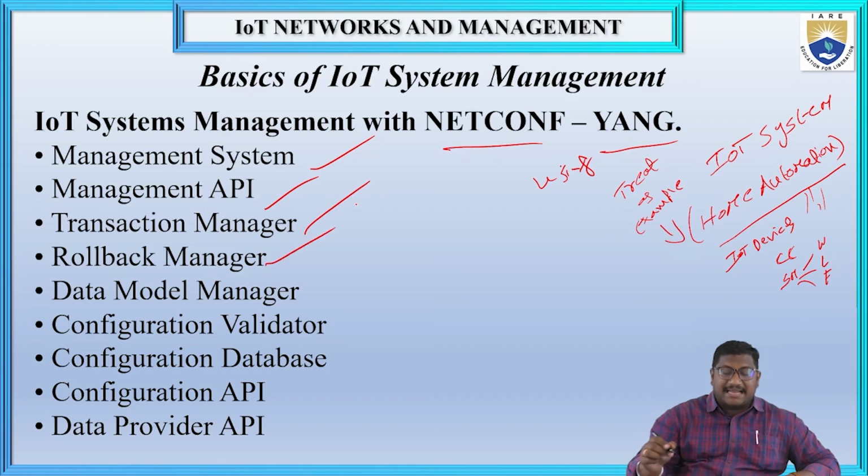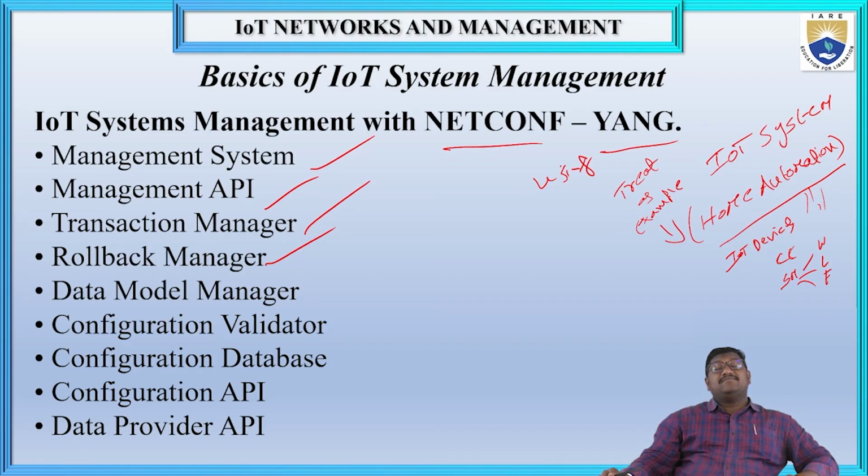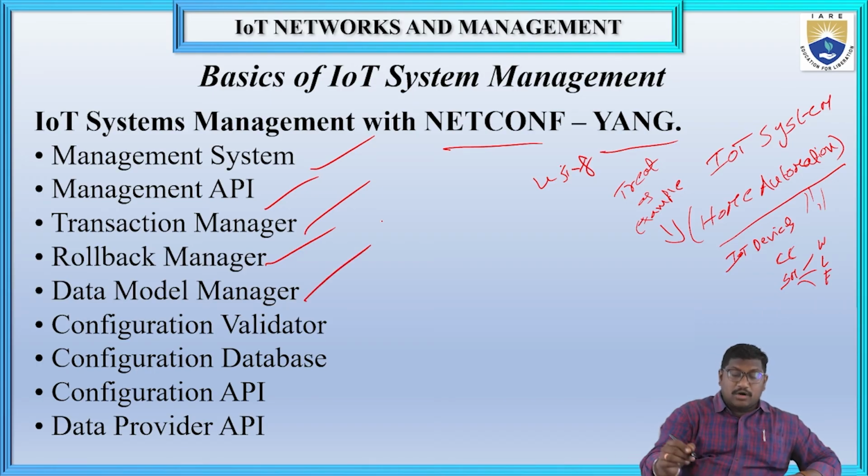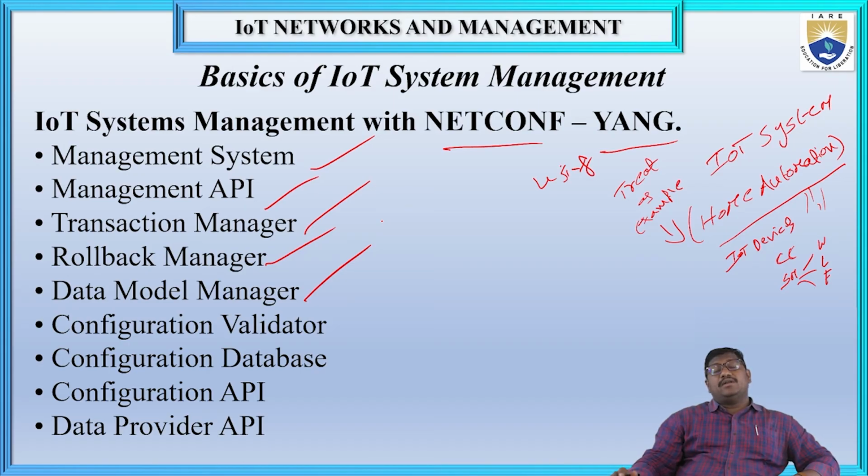The rollback manager is the one taking care of this network management. Whatever action is performed, if there is any necessity to take back that particular action, the rollback manager is going to do that. And the data model manager handles what kind of data model I am using; the entire information is treated by this manager. And the configuration validator checks whether it is valid for the current scenario, and there is the configuration database used in that particular system.